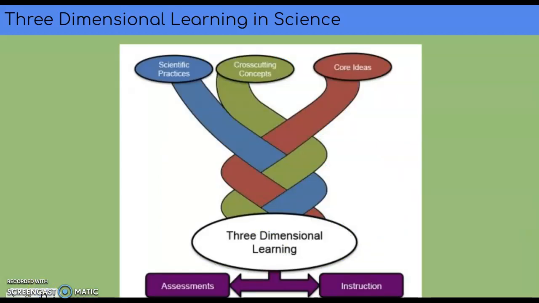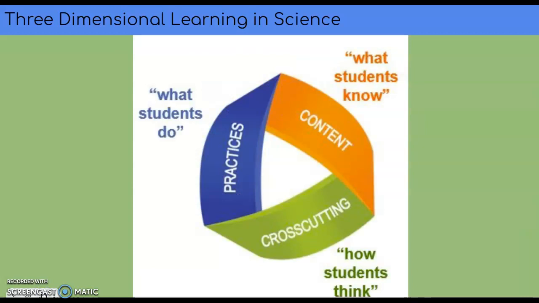This graphic is also a pretty common one in that it allows us to see that the learning occurs, the instruction occurs, the assessment occurs, when all three of the dimensions are woven together. This helps us to define and understand exactly the bottom line of each of the dimensions. The cross-cutting concepts allow us to measure and instruct for how students think. The practices allow us for the do piece of science. And the content piece helps us guide where students should be in their knowledge.